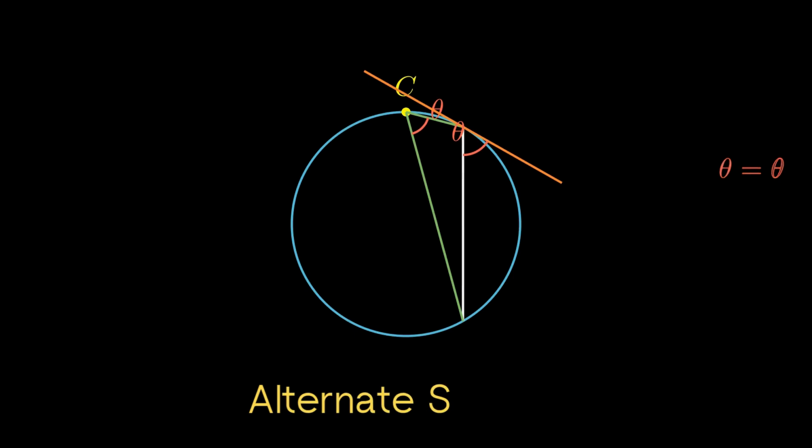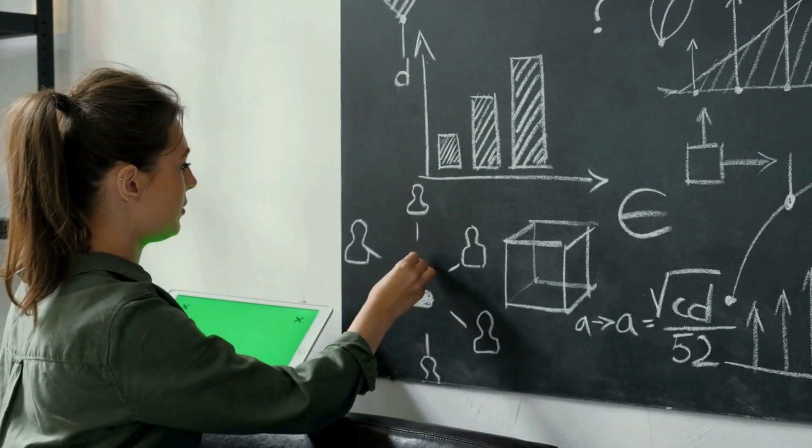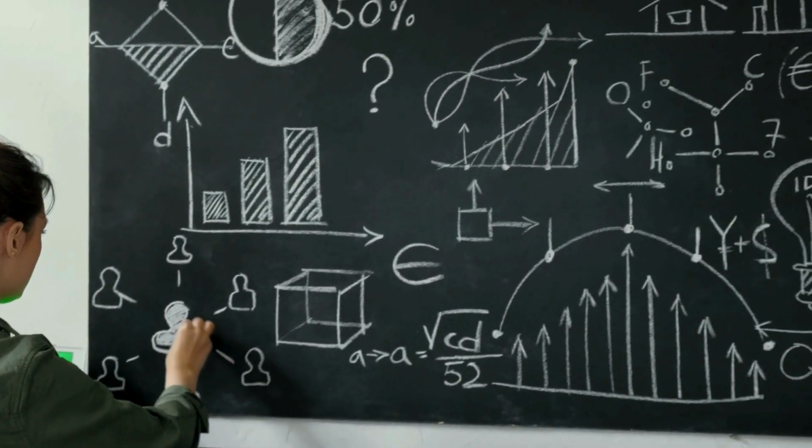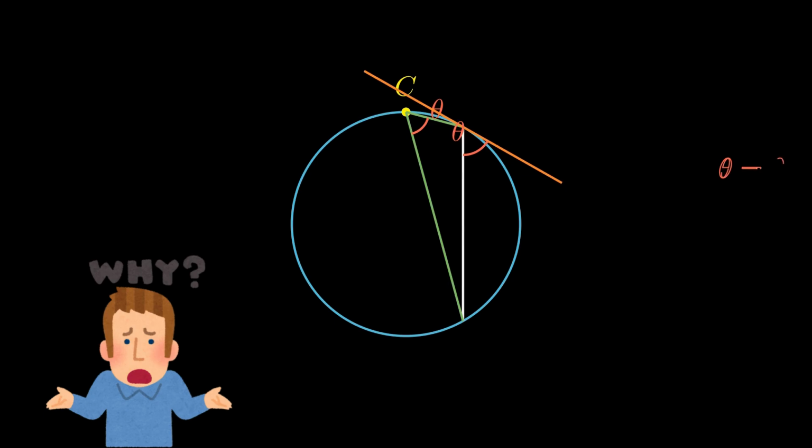Well, that's the alternate segment theorem. You've probably seen it before. It's one of those things you might memorize, maybe even prove in class. But have you ever stopped to ask, why? Not in the prove-this-with-triangle-congruence kind of way, but really, why should this be true? Let's decode this theorem together.